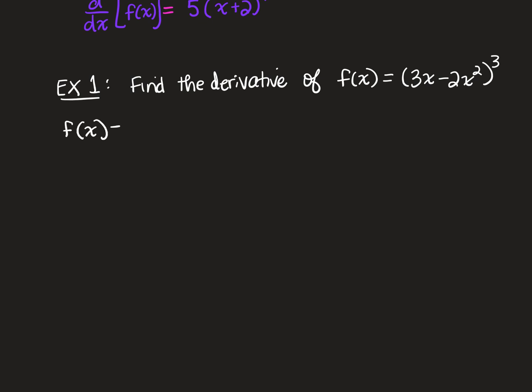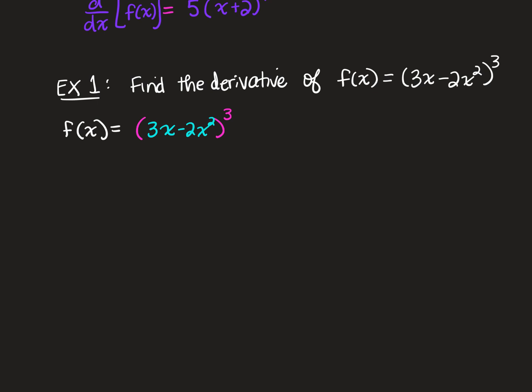My outer function is literally what's happening on the outside. Or if you were doing order of operations, what you would do as a very last step. The very last thing I would do if I were plugging in an x value here would be to find whatever's inside the parentheses raised to the third power. So that's my outside function: something being raised to the third power. And that something is what we would call our inner function, 3 minus 2x squared. That's my inner function.